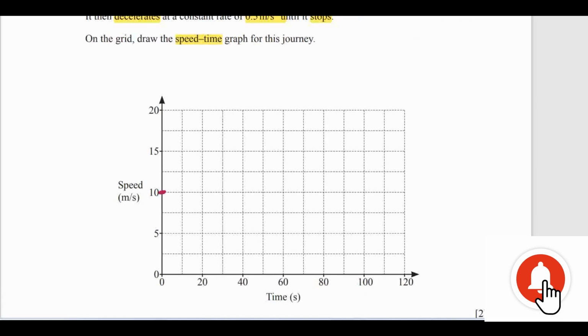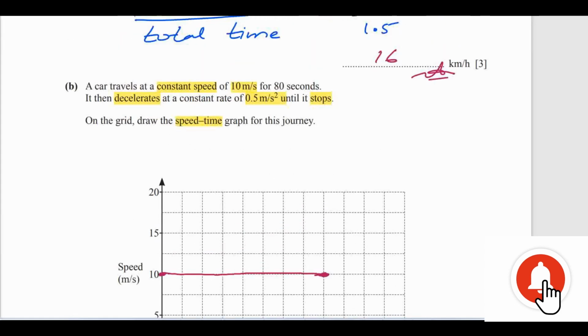from here till here, so this will be a straight line. Then for the next part, it decelerates at a constant rate of 0.5 meters per second squared. This means we know the acceleration. Acceleration will be equal to change in velocity divided by time. So we don't know the time, we know the acceleration, so we can rearrange it. So time will be equal to Vf minus Vi divided by a.